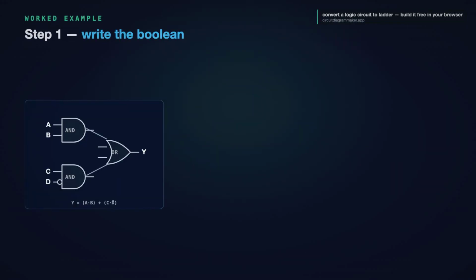Boolean first, then rung. Write it, then read it. Let us run that recipe on a real circuit. Here is our example circuit. We have 2 AND gates, and 1 OR gate.